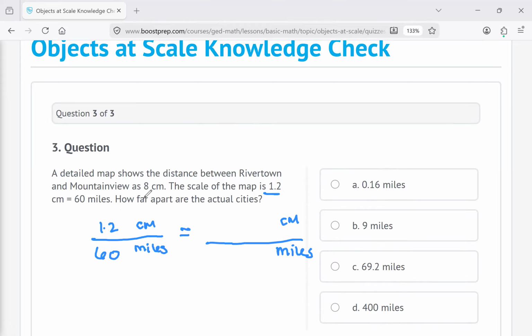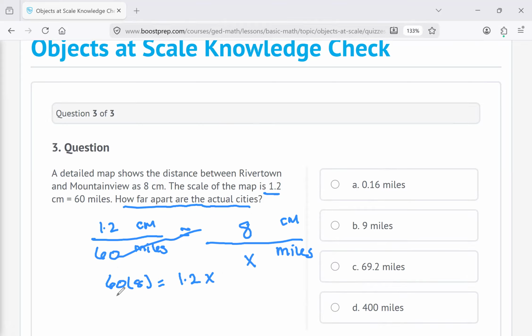And then what are they asking? How far apart are the actual cities? So I believe our unknown is our miles. And what else do they tell us? A detailed map shows the distance between River Town and Mountain View as 8 centimeters. You're going to put 8 here. Okay, go ahead and cross multiply. So this is going to be 60 times 8 equals 1.2 times x.